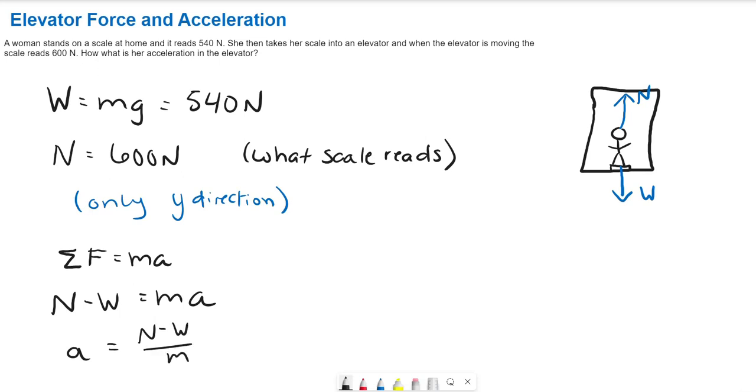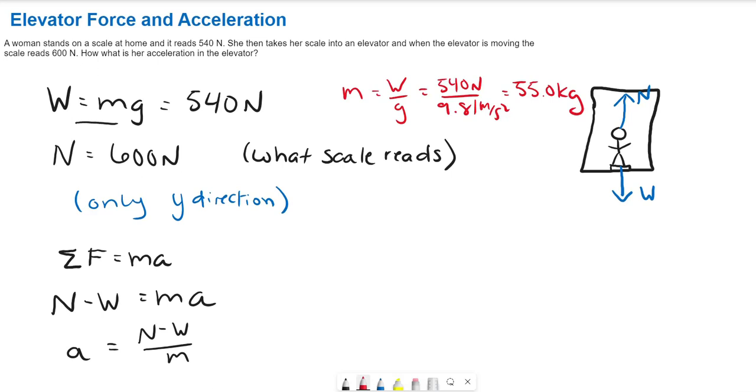But we don't have the mass, right? So we have to find that. We do have the weight, and we know that the weight is mg. So let's just use that to find the mass real quick. That's going to be mass equals weight over g, and we have to use her actual weight, right? So the weight when she's not accelerating. So that's 540 newtons divided by acceleration due to gravity, 9.81 meters per second squared. That gives us a mass of 55.0 kilograms.